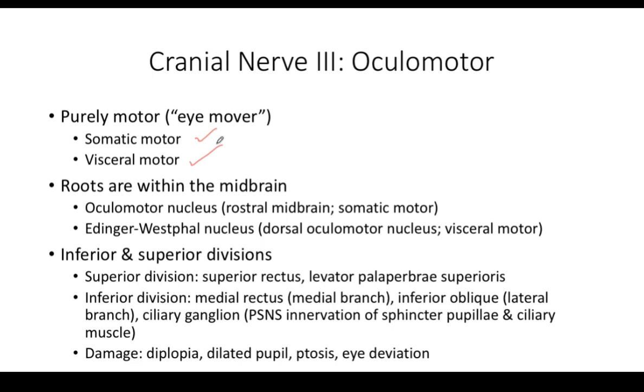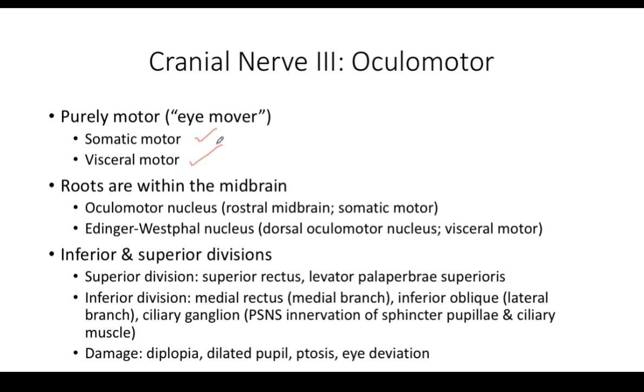So when we're talking about visceral motor branches of the oculomotor nerve, we're talking about going to the internal aspect of the eye and controlling various internal functions. Versus when we say somatic motor, we're talking about innervating ocular muscles on the outside of the eye that play roles in eye movements and allowing us to focus on objects.